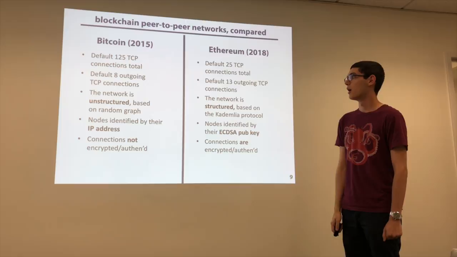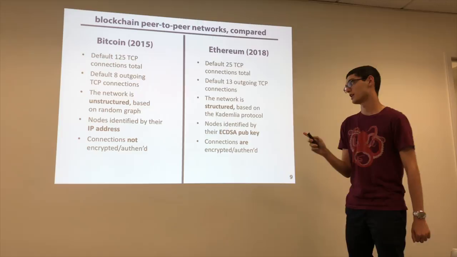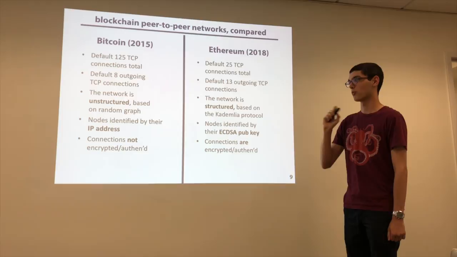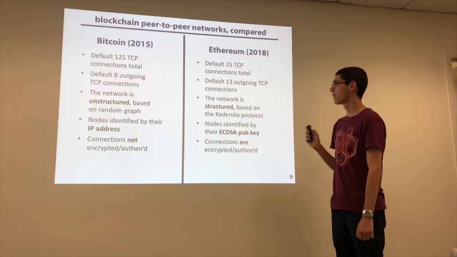Another key difference is that Bitcoin nodes are identified by their IP address, and Ethereum nodes are actually identified by just an ECDSA pub key. And I'll explain why that's important in a second. And Bitcoin connections are non-encrypted and non-authenticated. Ethereum connections are encrypted and authenticated.